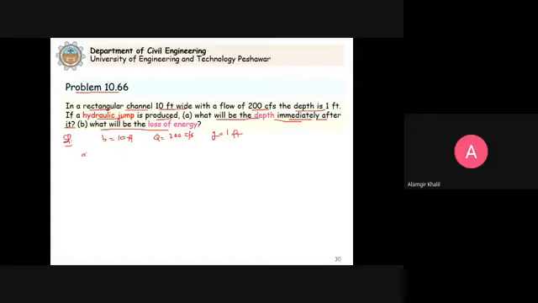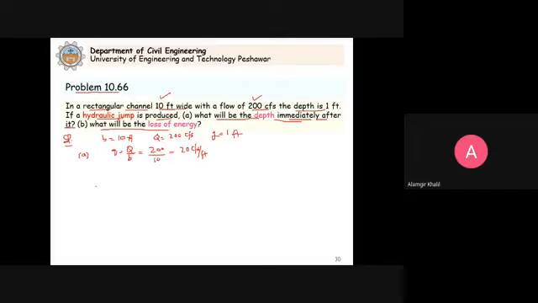So we already know that in part A of this question, this small q will be equal to the total discharge divided by the width of the channel. So this will be equal to 200, this is your discharge which is given, the total discharge, divided by the width of the channel, which is 10 feet. So we have 10. This is equal to 20 CFS per foot.